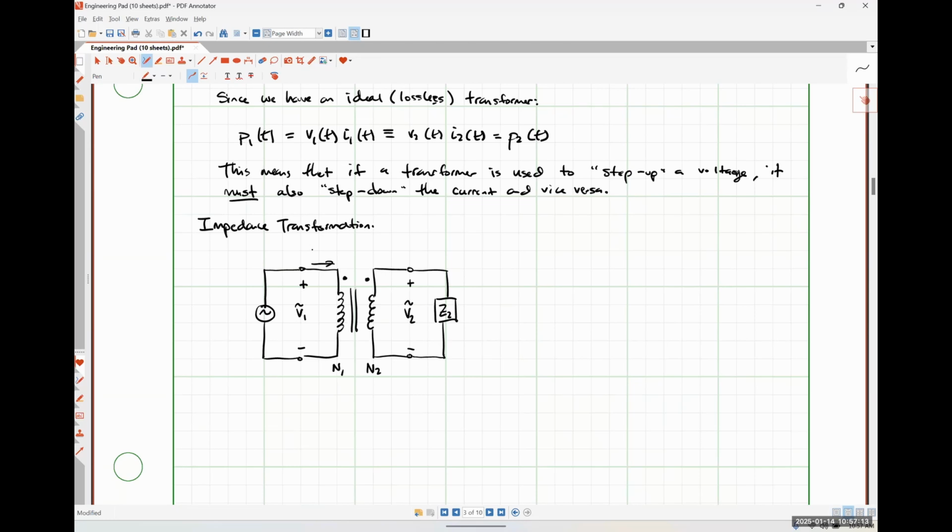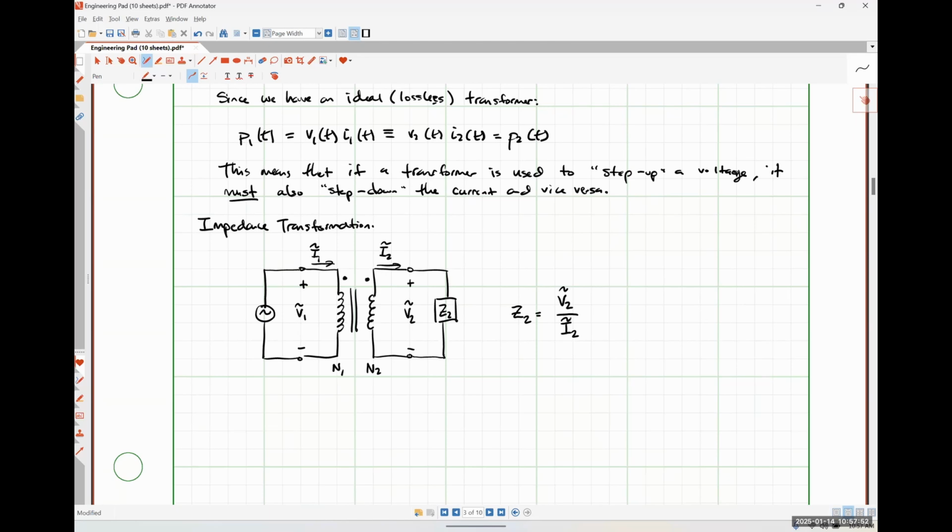I'm defining my primary current as flowing in, my secondary current as flowing out, like so. By definition, my impedance Z2 is simply the ratio of my voltage V2 to my current I2, right? Because impedance is nothing more than the ratio of phasor voltages.